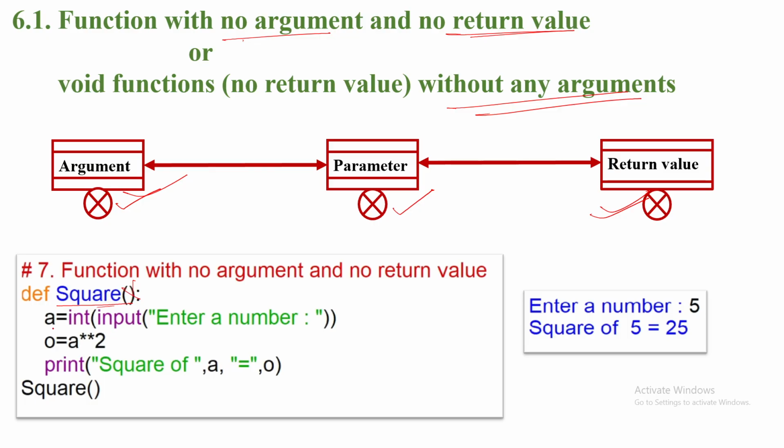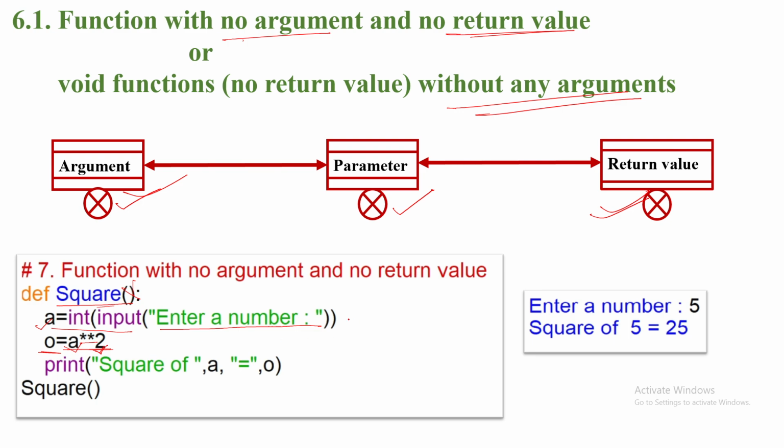Okay. Now a equal to int(input("enter a number")). So inside of the function I have taken one input variable for taking the value. Now another variable for storing the solution. So a ** 2, that means the square of this variable.